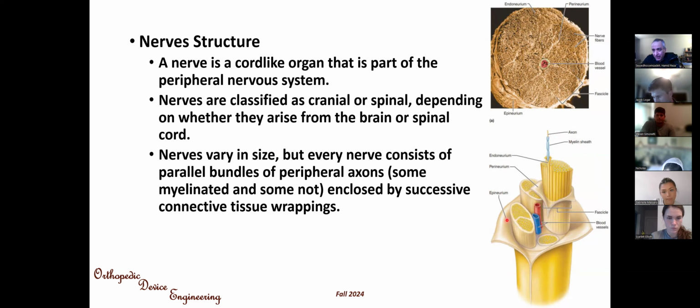When a peripheral nerve is cut, actually we are disconnecting the axon from its cell body. The cell body is in the central nervous system. We are not injuring the cell body. The cell body is there and it's safe. But when we cut the nerve, the axons are separated from the cell body.